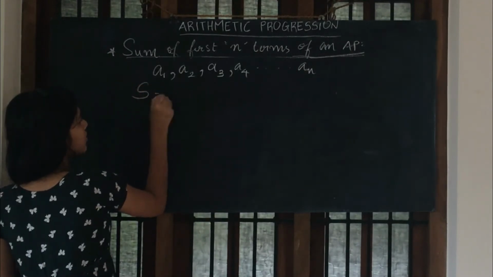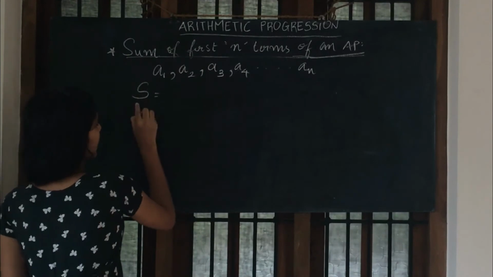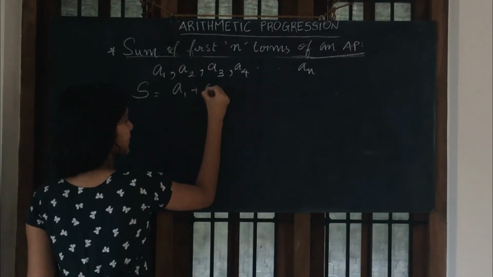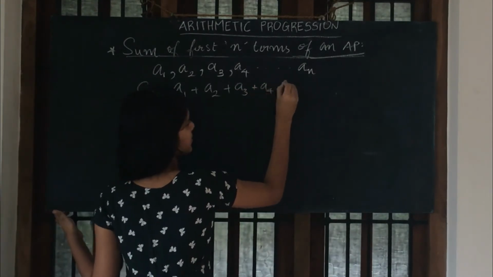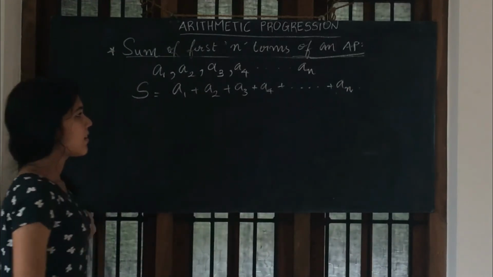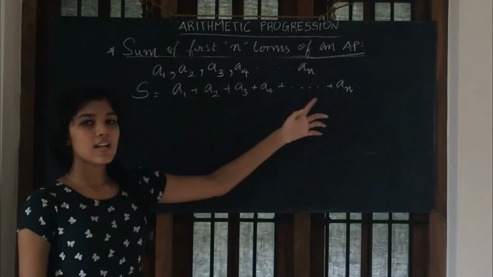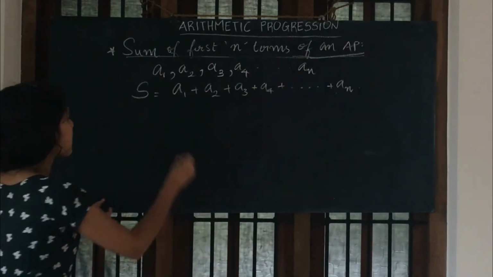Let S denote the sum of first n terms of the AP, so that S is equal to A1 plus A2 plus A3 plus A4 plus AN. This will be containing n terms, right? Since we have n number of terms in the AP.